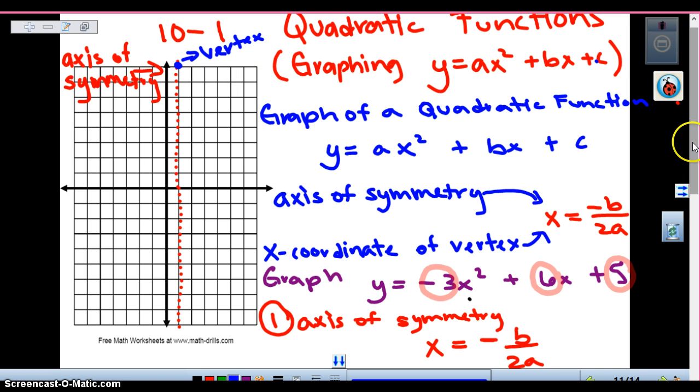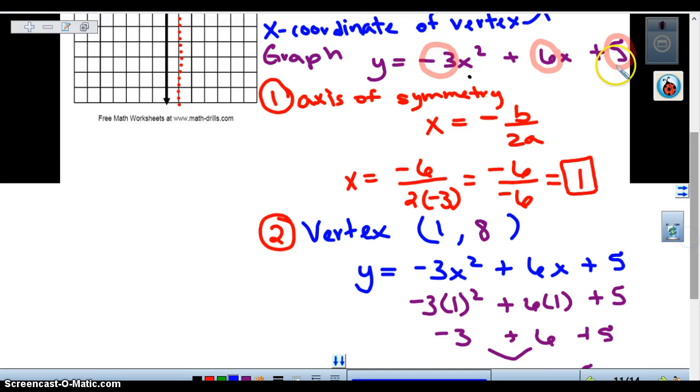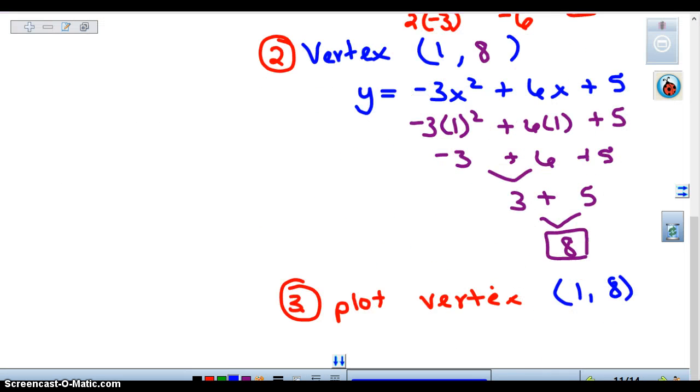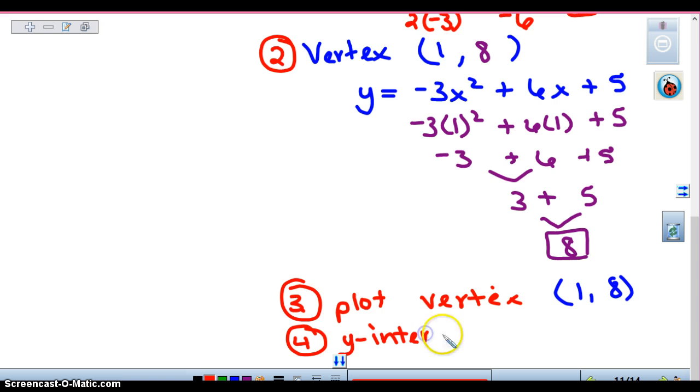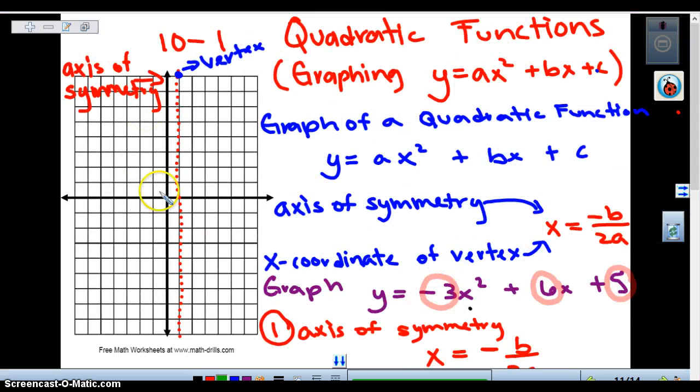Now that I've plotted my vertex, I can continue graphing by plotting the y-intercept. My y-intercept is c. This means that the y-intercept is 5. So I can go back to my graph and plot the y-intercept at 5. So I'm going to my y-axis, number 5. 1, 2, 3, 4, and 5.